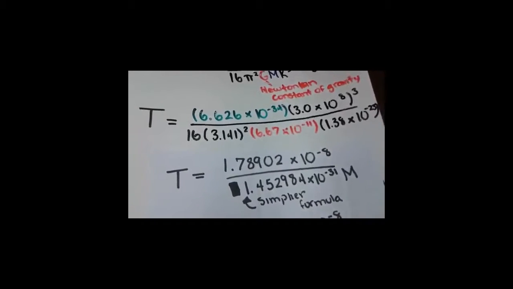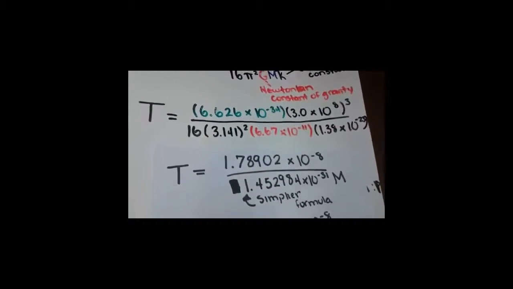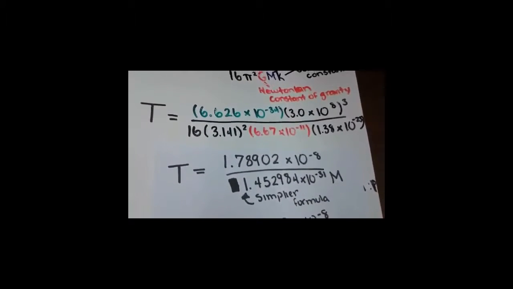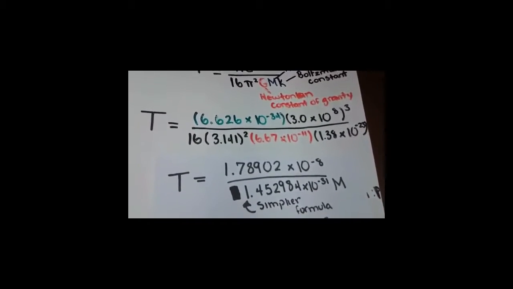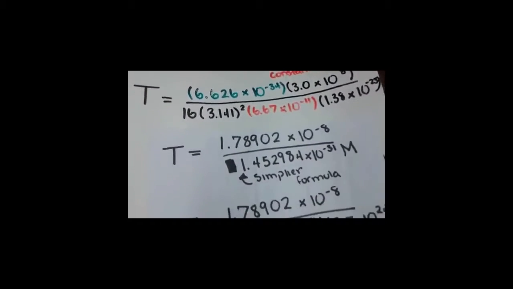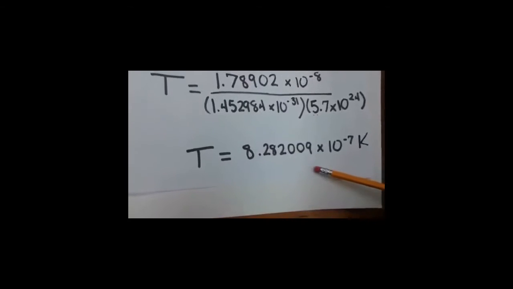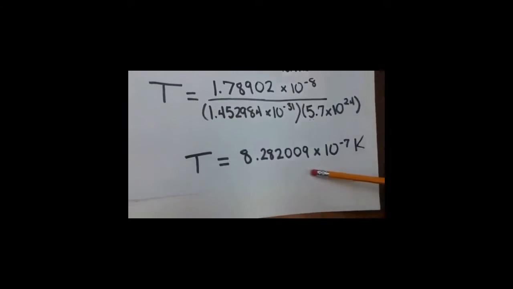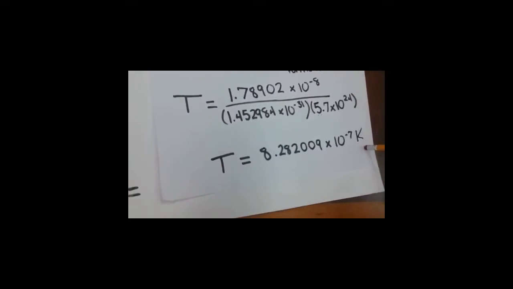Well, mankind's planet. I think Jose is from some other planet. So we plug in the values and the temperature adds up to be 8.28 times 10 to the negative 7th power Kelvin. The end.